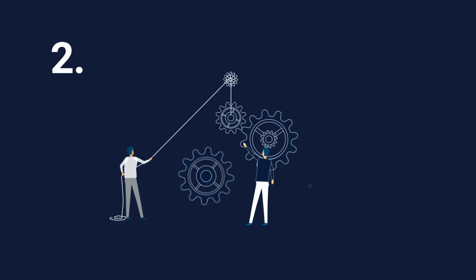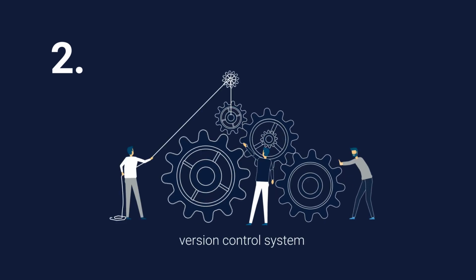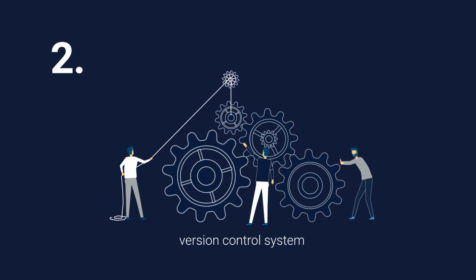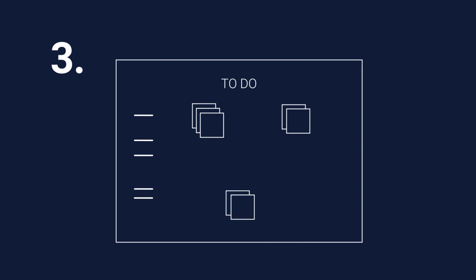Number 2. Facilitate stronger collaboration between team members by implementing a version control system to track changes in your Salesforce configuration and code. Number 3. Automate repetitive tasks to speed along the DevOps pipeline while also decreasing errors and freeing up team members to work on more intricate tasks.